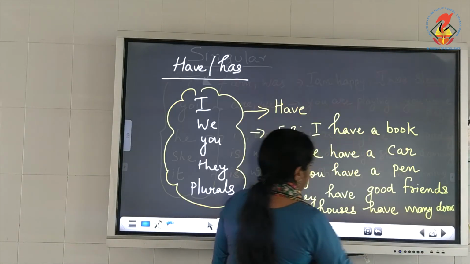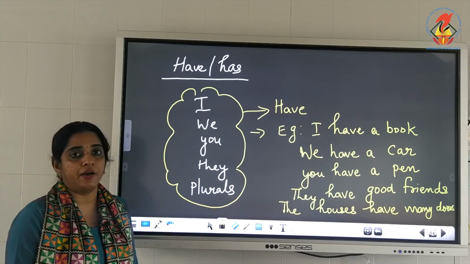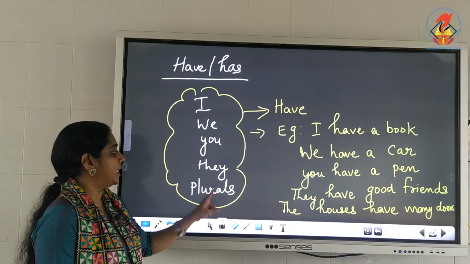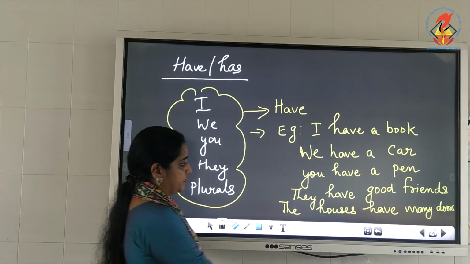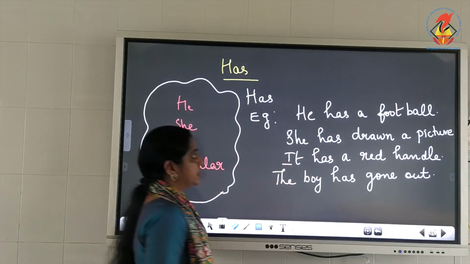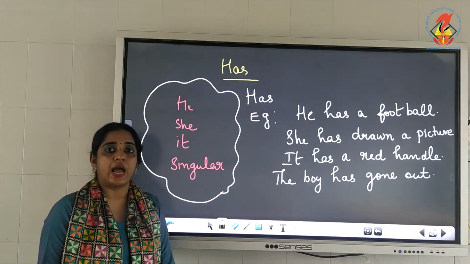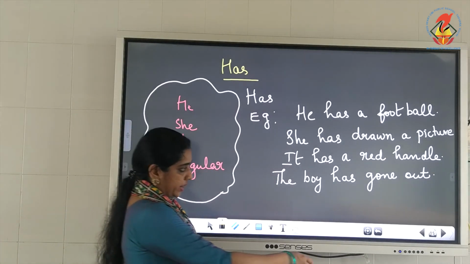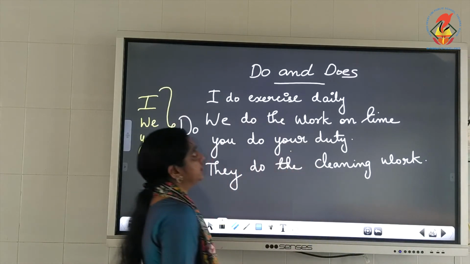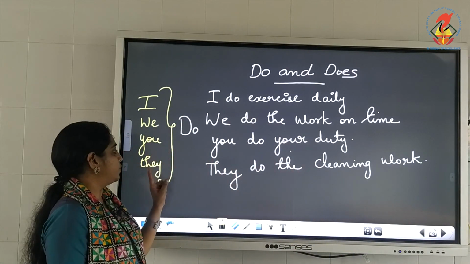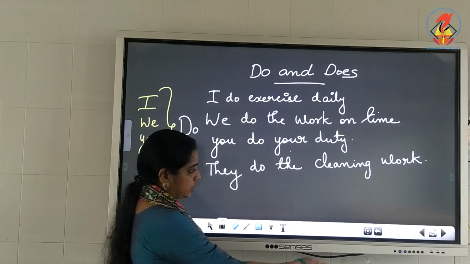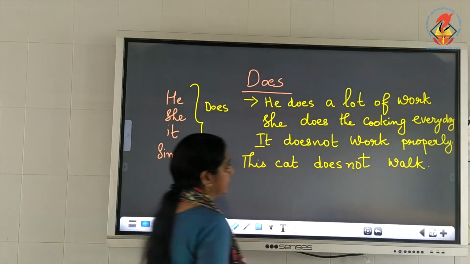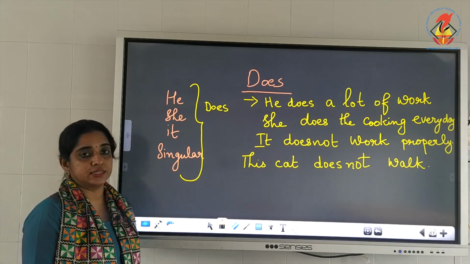Then the next one is has and have. For I, we, you, they and all plurals, you are supposed to use the verb have, and for he, she, it and all singulars, you can use has. Then do and does. For I, we, you, they and all plurals, you have to use do, and for he, she, it and all singular, you have to use does.